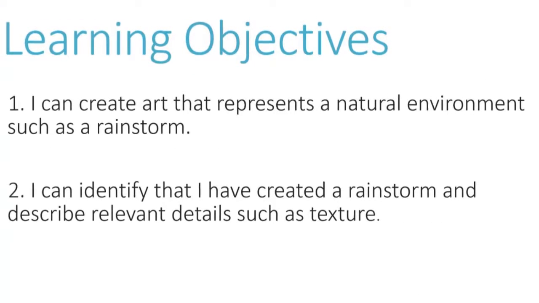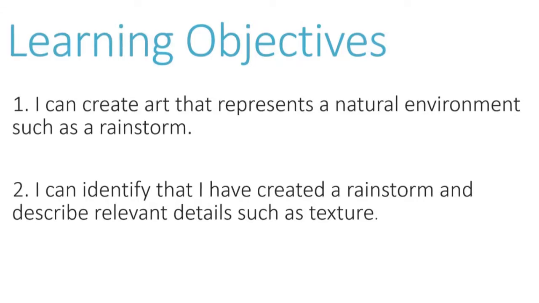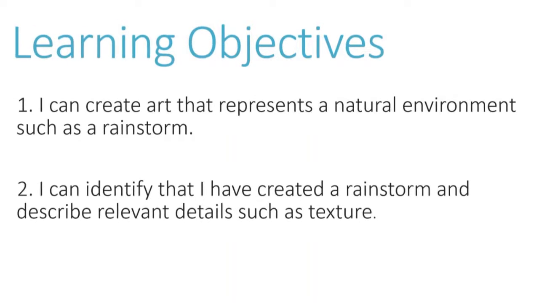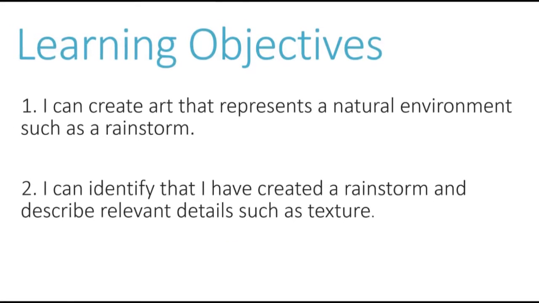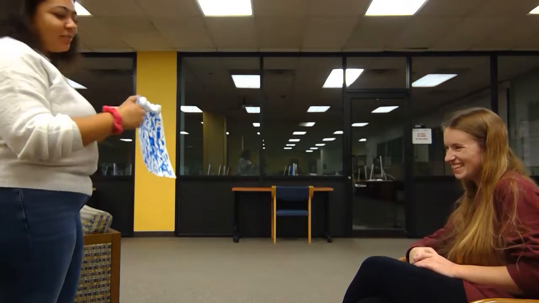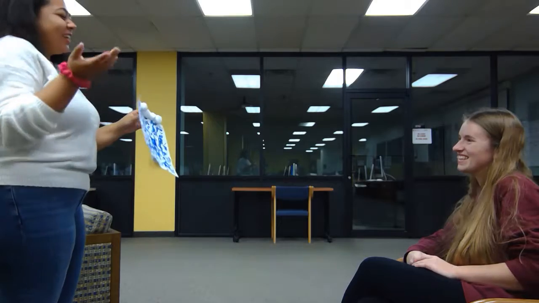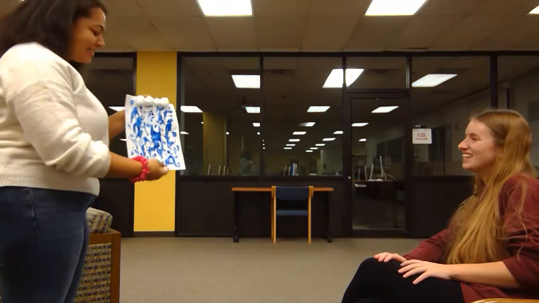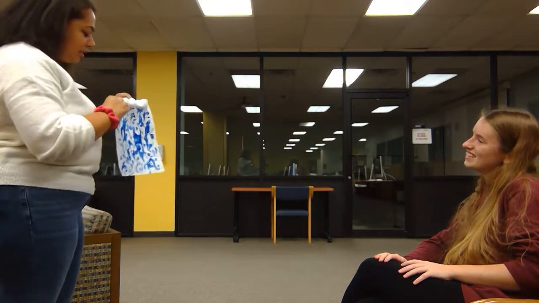I can create art that represents a natural environment, such as a rainstorm. I can identify that I have created a rainstorm and describe relevant details such as texture. After reading the story, ask the students what the rain looked like in the story, what the rain clouds looked like, and what they think rain clouds feel like.